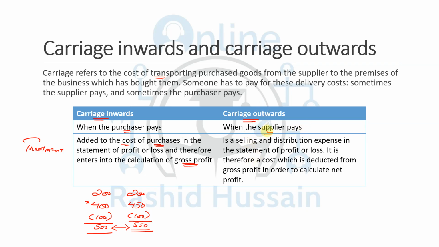Then we have the carriage outwards. When the supplier pays, for example, if you're a supplier and you bear the transportation cost, then this is a selling and distribution expense for you in substance. And it is therefore a cost which is deducted from the gross profit. So underneath the gross profit, we have these things in order to calculate the net profit. We have the gross profit and then we have the expenses, which include selling, distribution, administration. So we deduct these things from that. So basically underneath gross profit, you have the deduction of this carriage outwards. So make sure you understand this impact on profit very well for the exam.